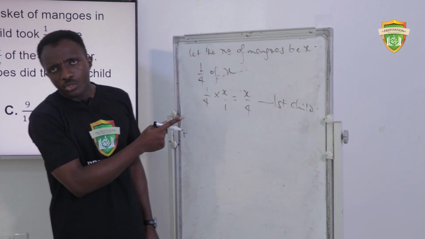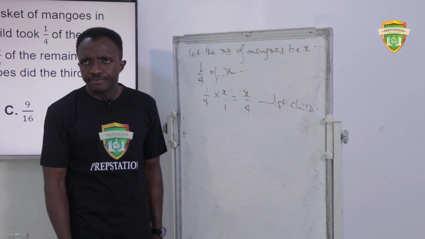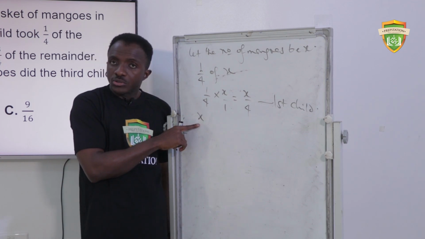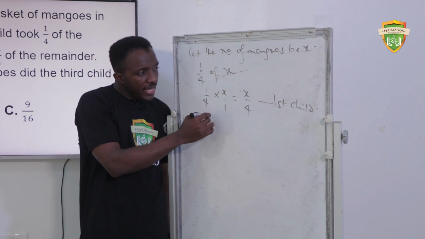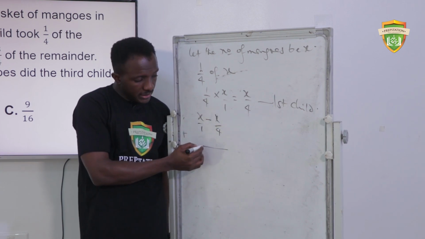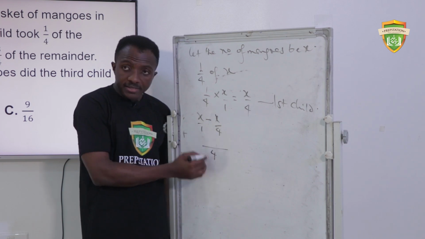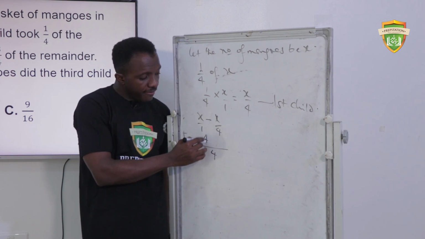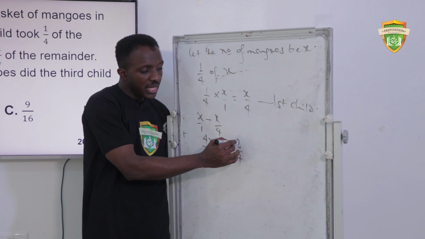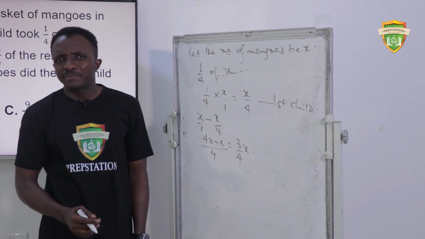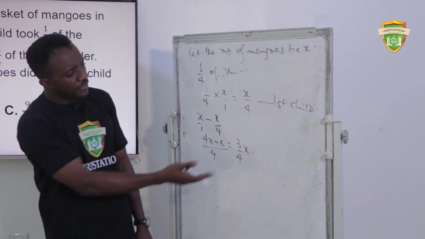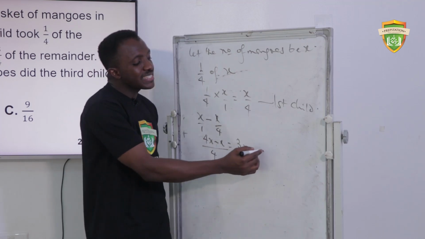Now, if he is taking x over 4, what is left? That's a big question. How do you find what is left? This is the total mangoes that we have. He has taken x over 4. If you do the mathematics, the LCM is 4. What do I have here? 4x minus x. This gives me 3/4 of x. I think that's even easy. If someone took a quarter, what is left is 3/4. So 3/4 of x is what is left.